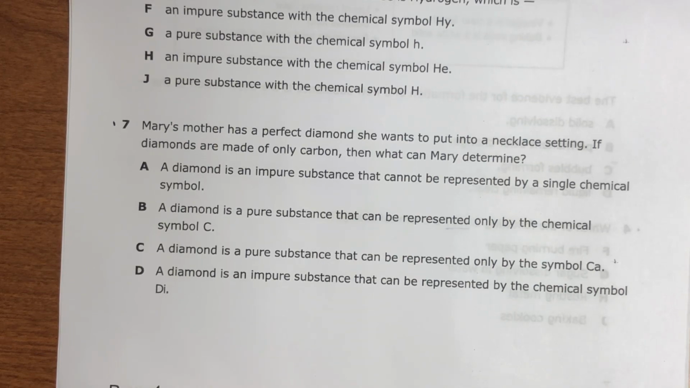All right, if you need to pause and go back to one of the questions on this page, you can. If not, I'm going to go ahead and move on.